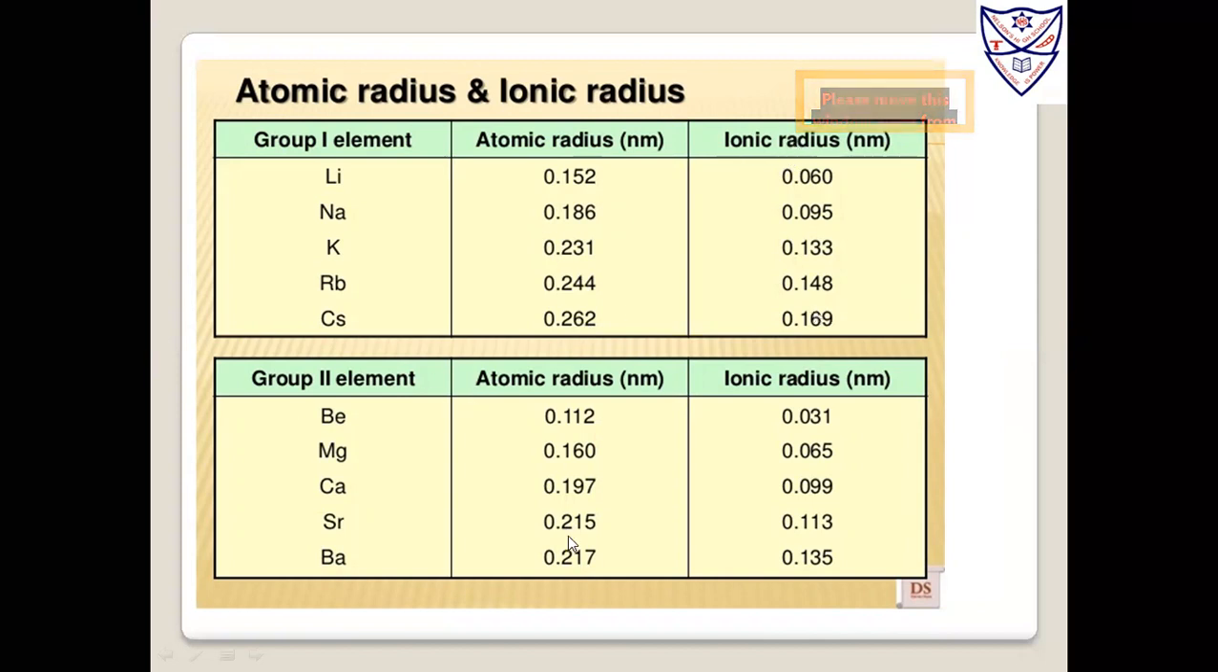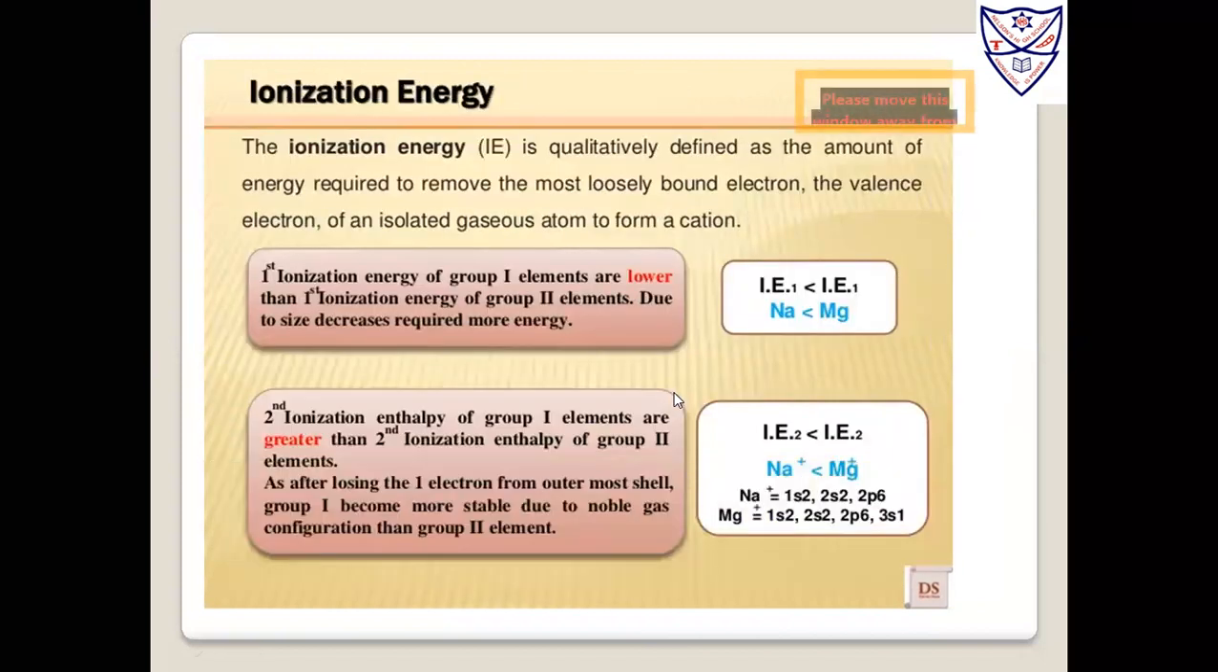Same over here in group 2. As you go down, the atomic radius as well as the ionic radius increases, and it is measured in nanometers. Now, about the ionization enthalpy: as you go down, the ionization enthalpy decreases. Okay, it's vice versa.